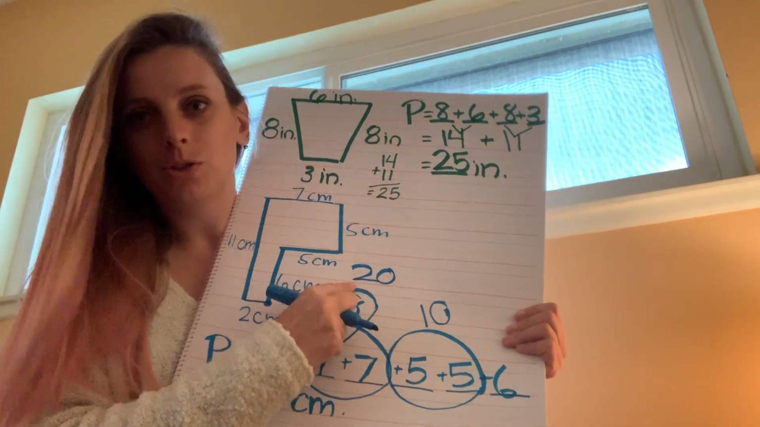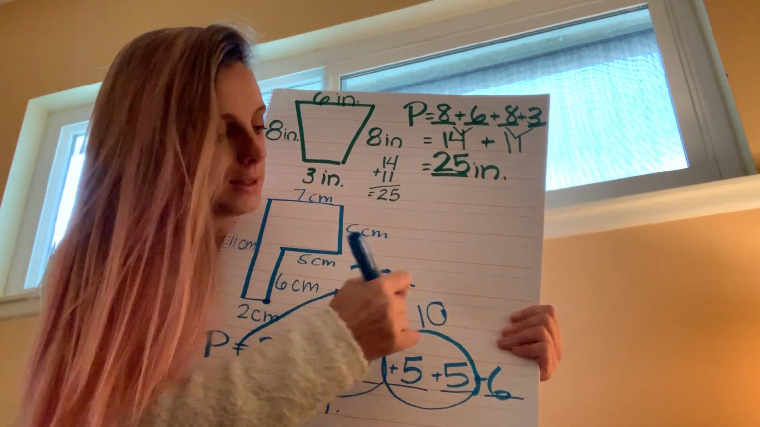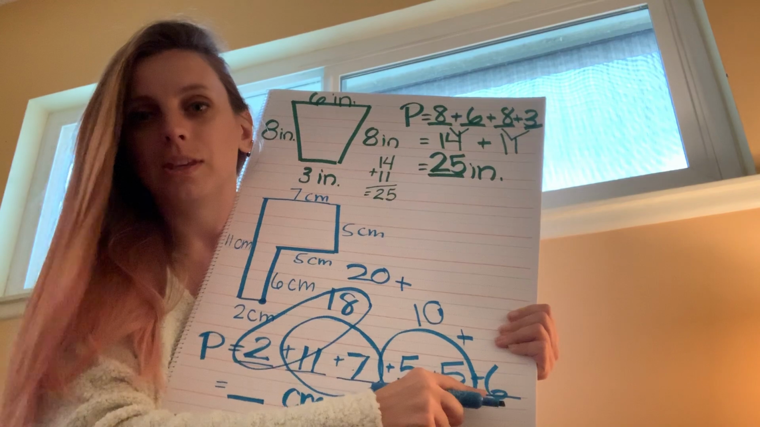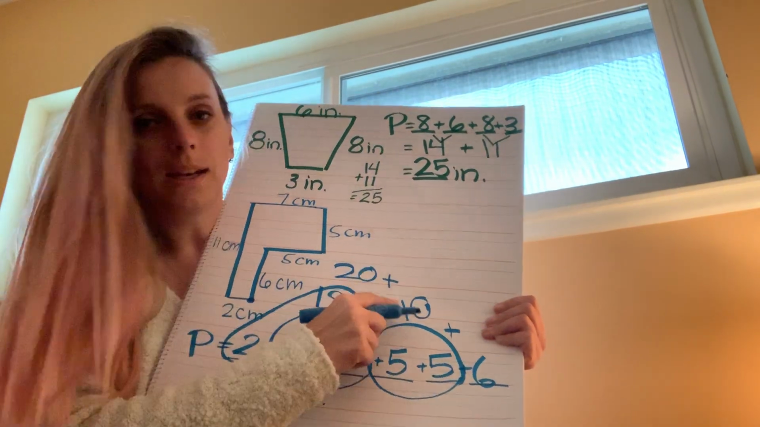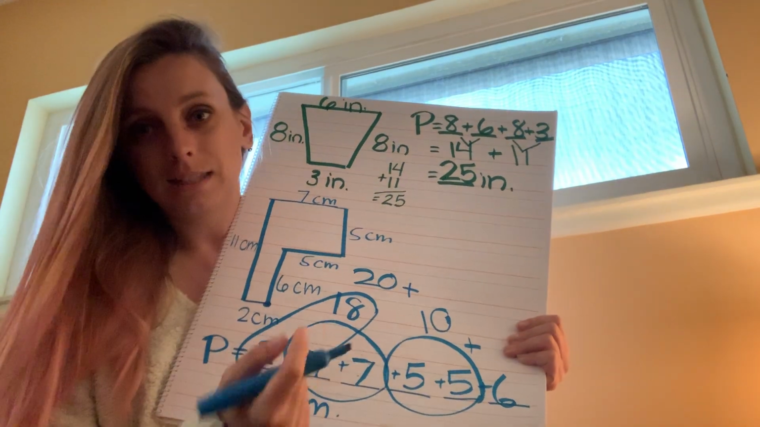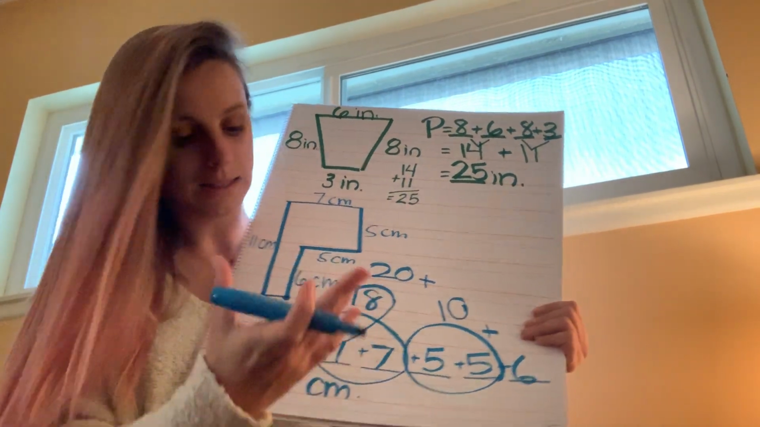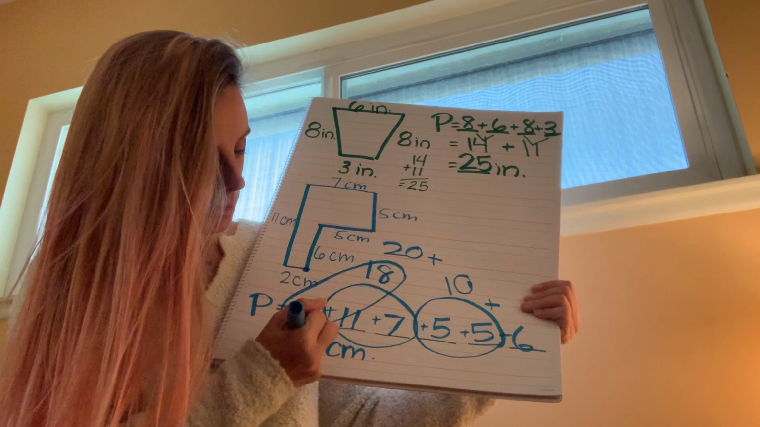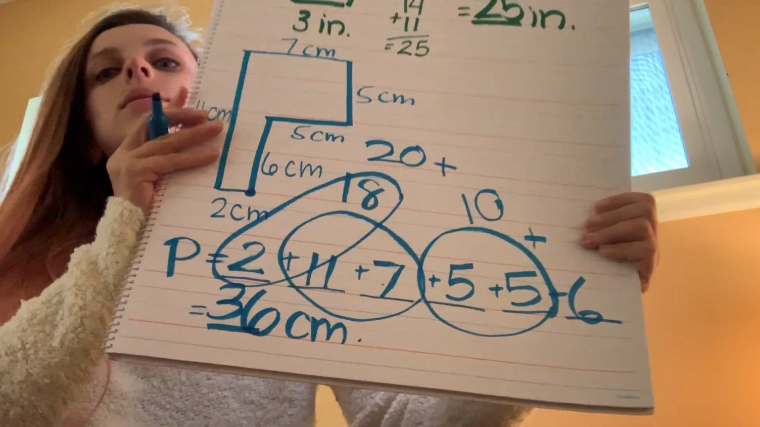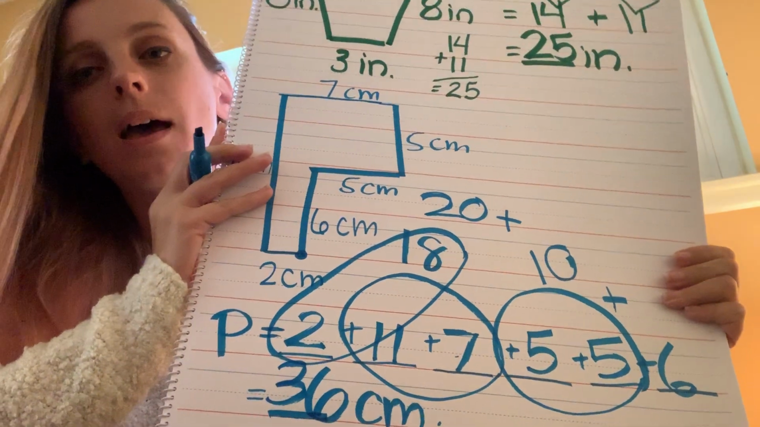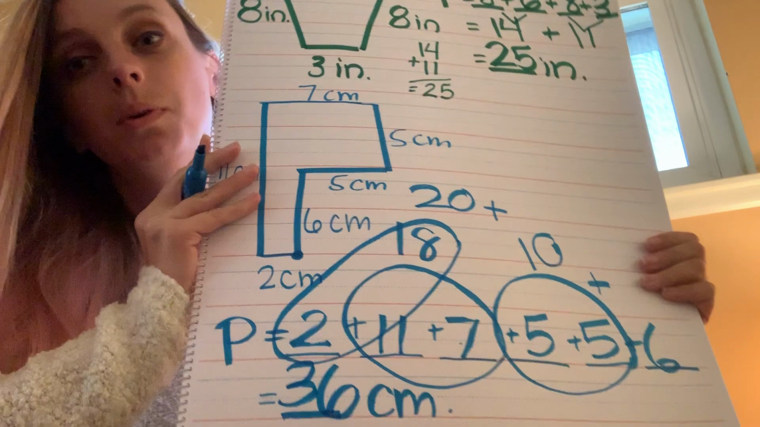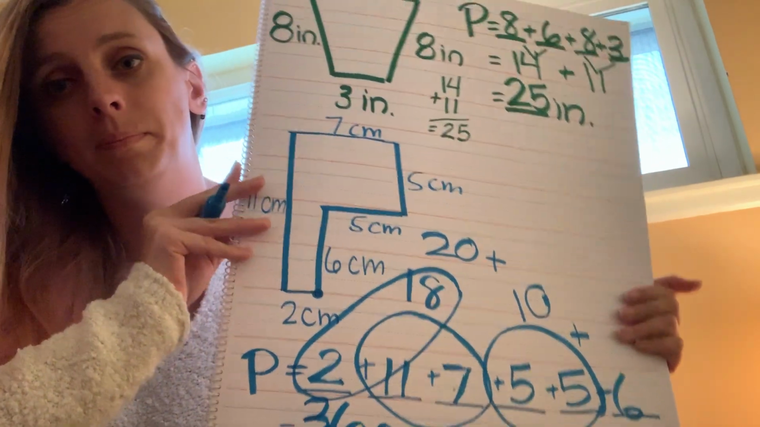So now I'm left with 20 plus 10, plus I can't forget this 6 over here I haven't used yet, right? So 20 and another 10 would make 30. 30 plus another 6 would be 36, right? So my perimeter would be 36 centimeters. And there are many ways I could have added that. But I just chose to use associative property and do the steps that worked best for me. And you can do the same.